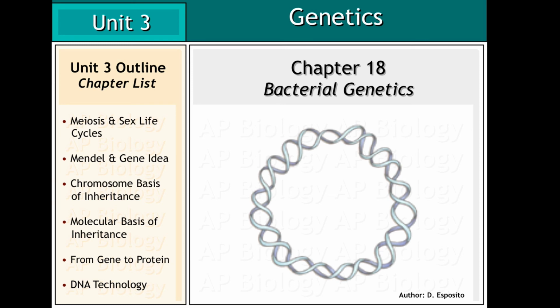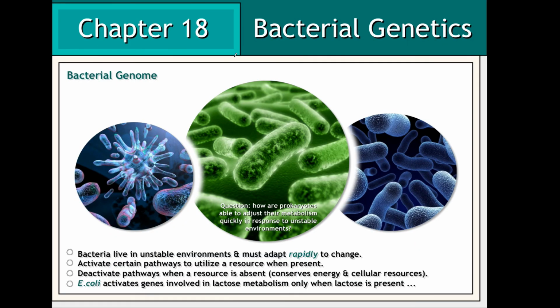In Chapter 18, we're going to be taking a look at some of the mechanisms associated with the control of the bacterial genome. Bacteria tend to live in relatively unstable environments and therefore must adapt rapidly to change. For example, bacteria tend to activate certain metabolic pathways in order to utilize a resource when it is present, but deactivate these same pathways when the resource is absent in order to conserve energy and cellular resources.